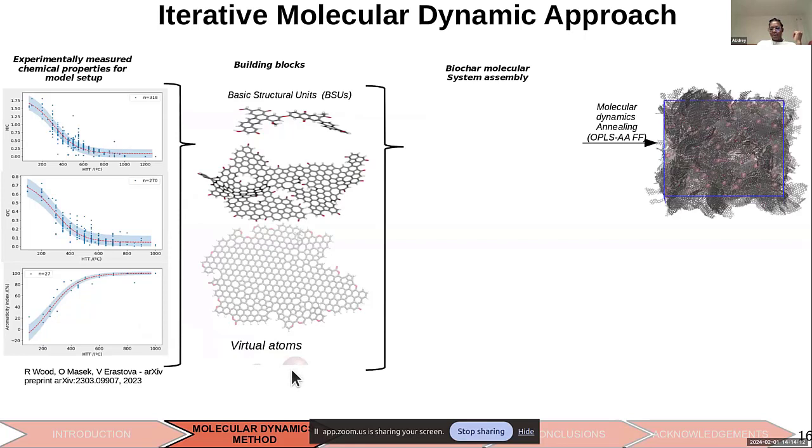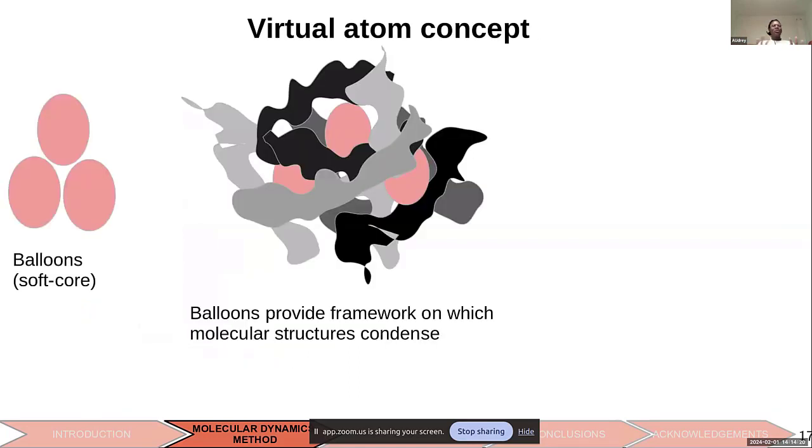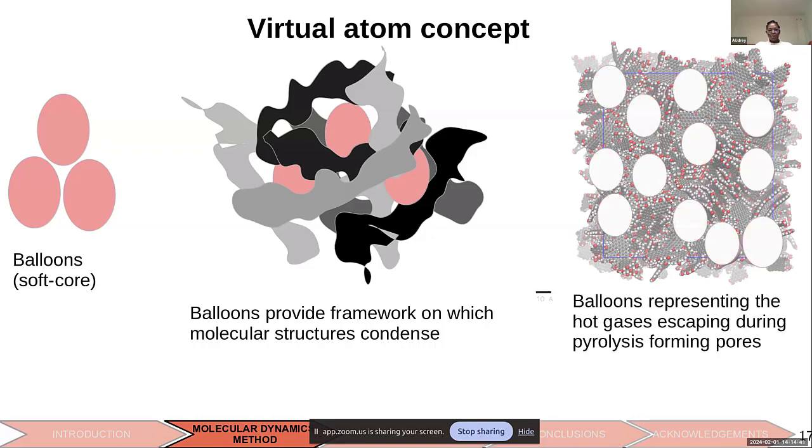And then we assemble the system and condense it back just as in the first protocol. The role of the virtual atoms is just to act as balloons, wherein these molecular building blocks come around and form a framework, and these structures will condense around it, just like when you're pyrolyzing the material and the volatile compounds are evaporating. In the end, after consolidating the material, after condensing, we remove these virtual atoms, which now serve as the pores that we want in our material, increasing the pore volume of our material.